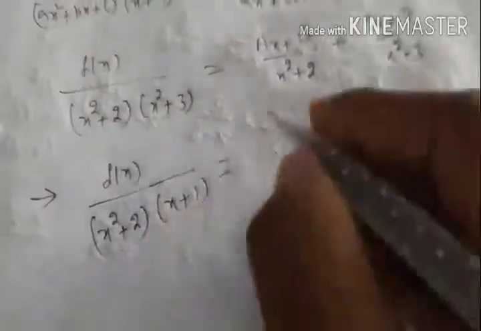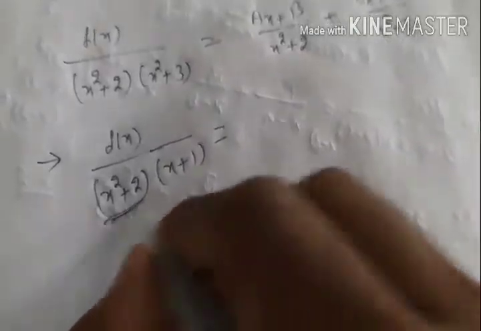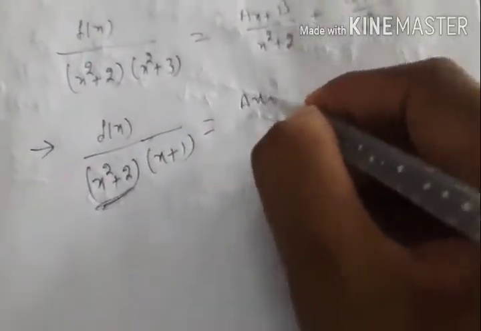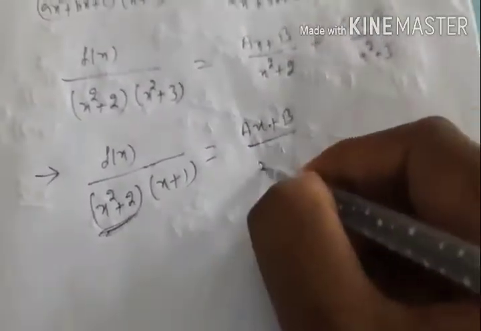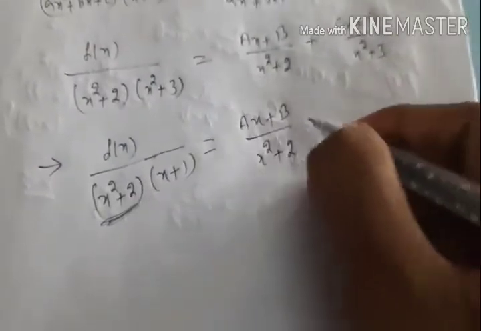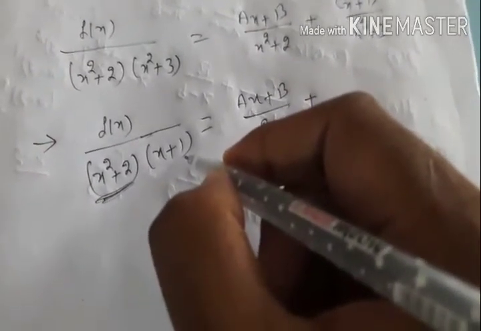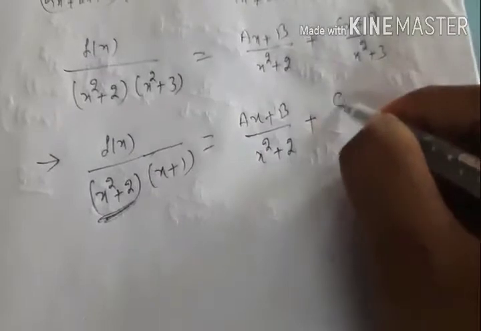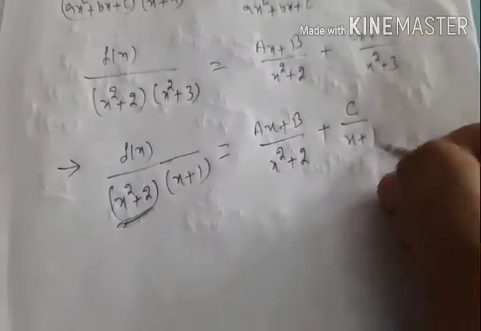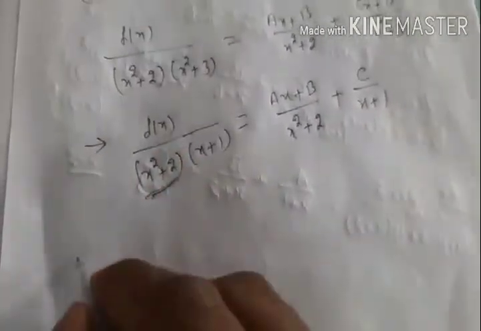Okay, first we take the constant. It is a quadratic factor. We take the constant value in ax plus b format by x square plus 2, plus the second one, x plus 1. X plus 1 is an irreducible non-repeated linear factor. It is the first case. You take only c by x plus 1.